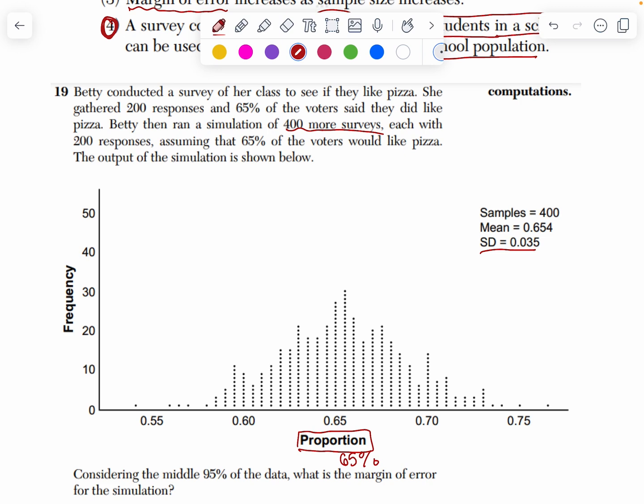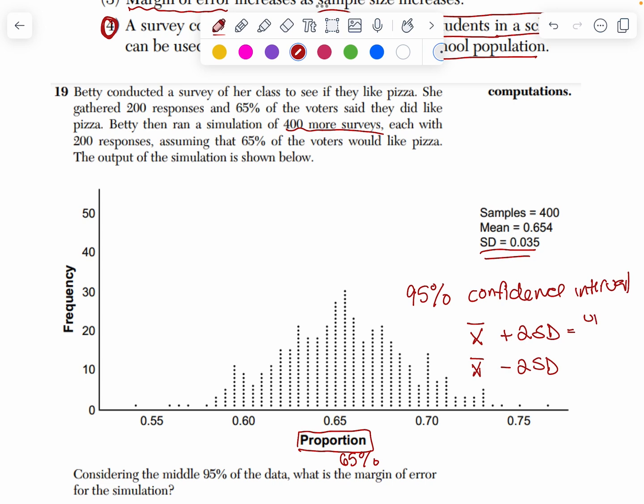Now, the standard deviation of these proportions is also listed in the corner. It is 0.035. We know that we can use that standard deviation to help find a 95% confidence interval. To find a 95% confidence interval, you are going to take your mean and add 2 times the standard deviation and subtract 2 times the standard deviation. This is going to be your upper bound, and this is going to be your lower bound of this interval.